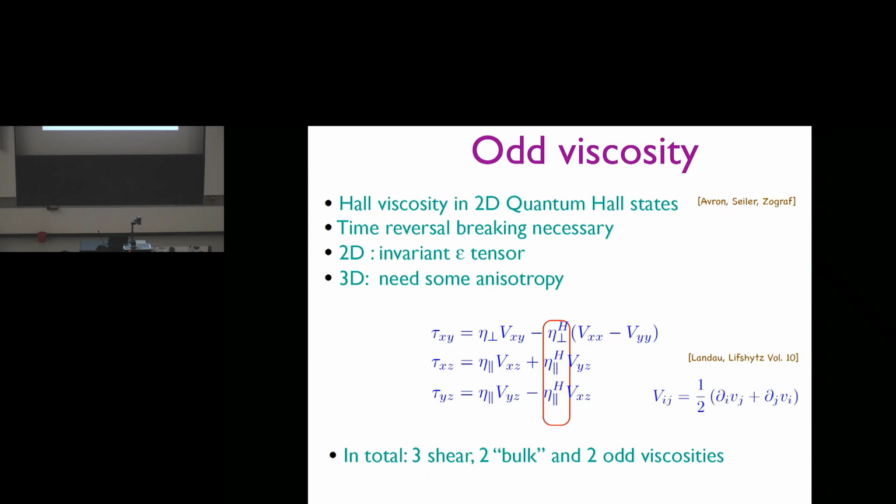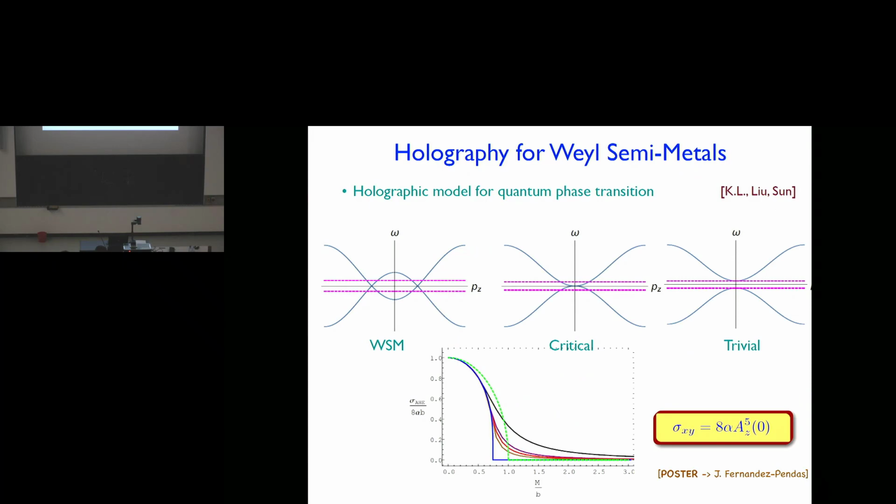So you need anisotropy. I have to say that this band touching happens only in one direction, in the C direction. In the other two directions, it's still linear. So it's an anisotropic system, and this anisotropic system breaks also time reversal invariance, and that allows to have these new viscosity coefficients. And these viscosity coefficients are also non-dissipative transport coefficients. So in theory, they can be there. The question is, are they there?